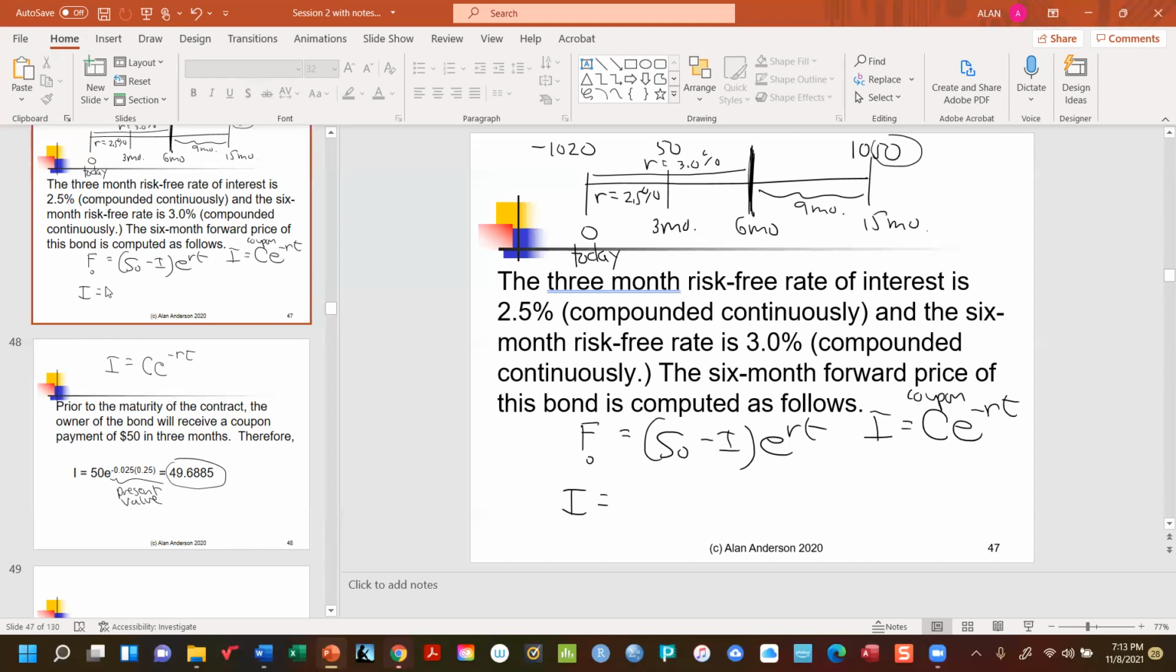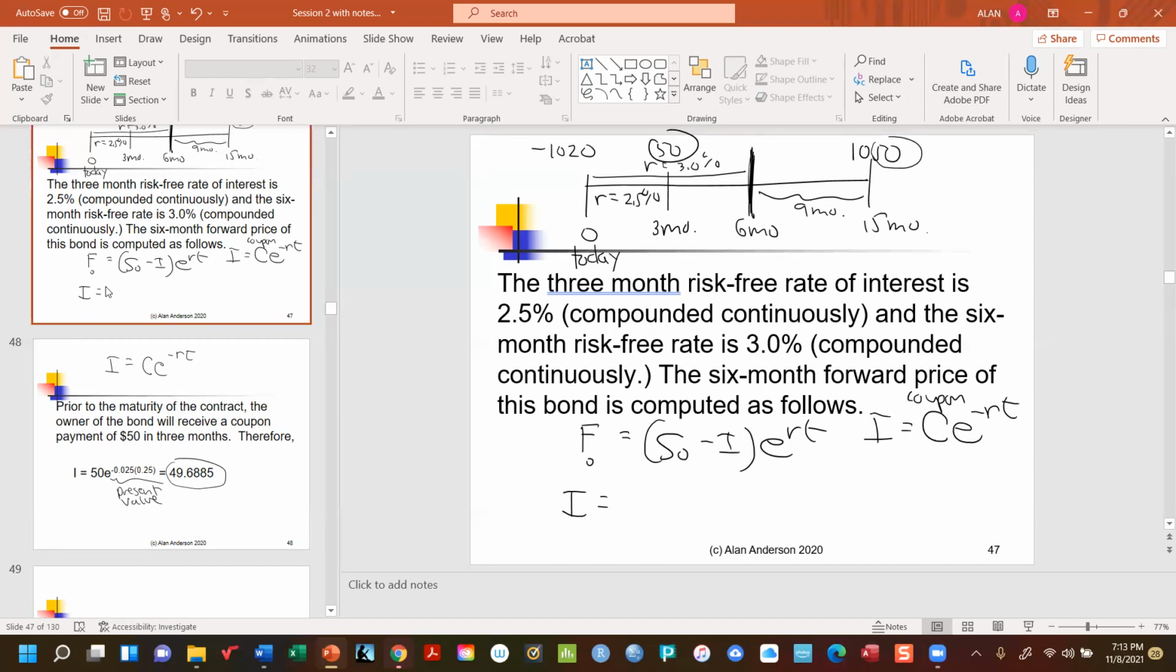So from today's perspective, the next coupon is $50. It will be received in 3 months. The 3-month rate is 2.5%. The time is 0.25. So in other words, if I were going to receive a $50 coupon in 3 months, today it would be worth to me 49.6885.